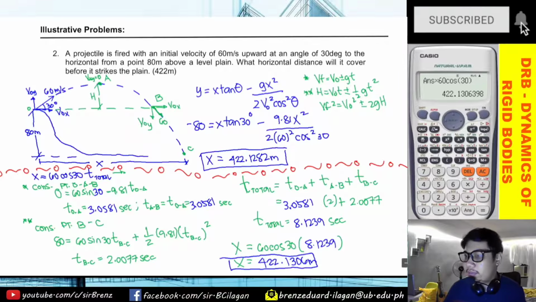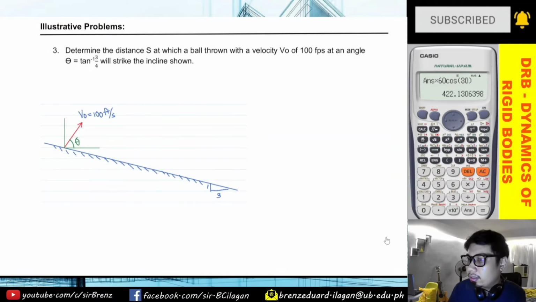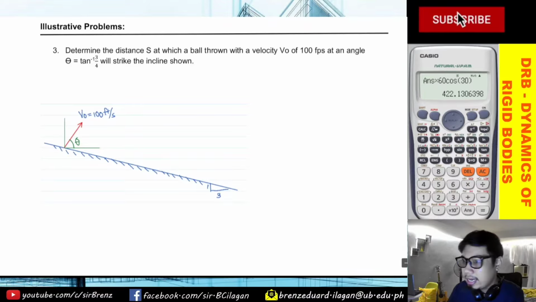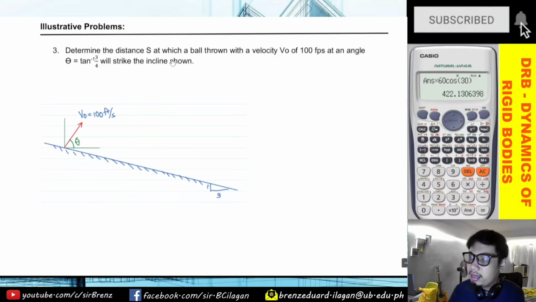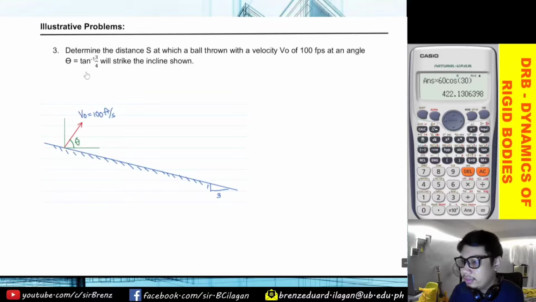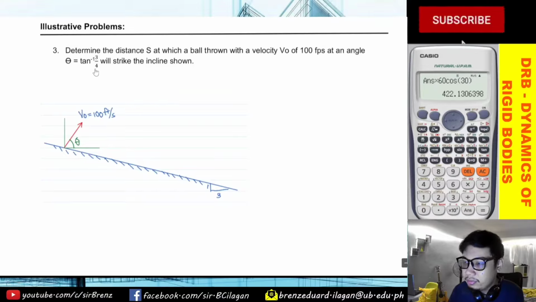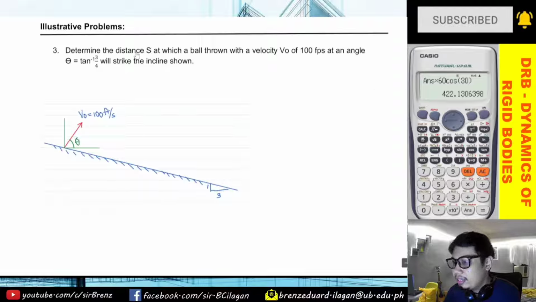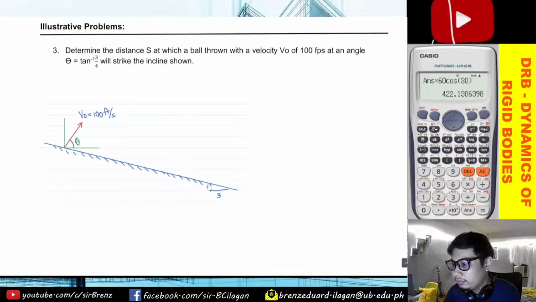Alright guys, so let's proceed with problem number 3. Okay, so for problem number 3, ayan, may given naman figure. So basahin natin. So determine the distance s at which a ball thrown with a velocity of v sub o of 100 feet per second at an angle of theta, which is arctangent of 3/4, will strike the inclined shown. So guys, yung distance na sinasabi dyan is yung inclined distance, or yung slope nito.